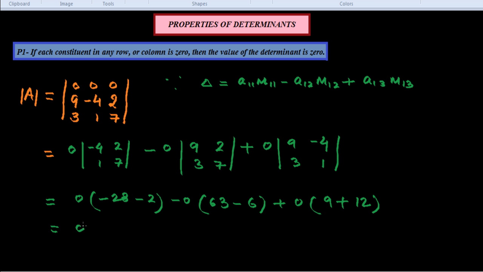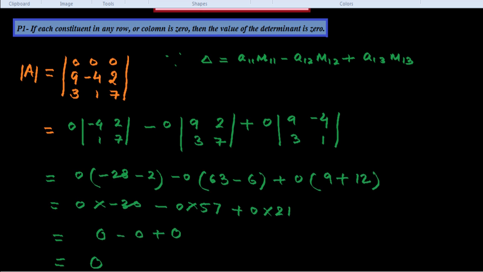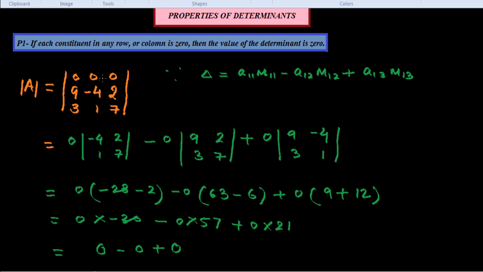So look at this: 0 multiplied by -30, 0 multiplied by 57, plus 0 multiplied by 21. So we get all zeros here. If we multiply 0 with any quantity, we get 0. So 0 minus 0 plus 0 gives 0. So we have verified this property: if each constituent in any row or column is 0, then the value of the determinant is also 0.